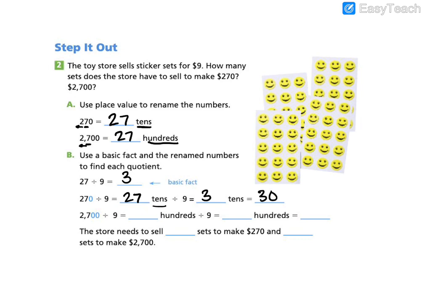Right, so we'll do it one more time with that regrouped into the hundreds place. 2,700 divided by 9, regrouped into hundreds, is 27 hundreds. 27 hundreds divided by 9 will still equal 3 hundreds. When we rename 3 hundreds, we get 300. So in order to make $270, the store needs to sell 30 sets. And in order to make $2,700, the store needs to sell 300 sets.